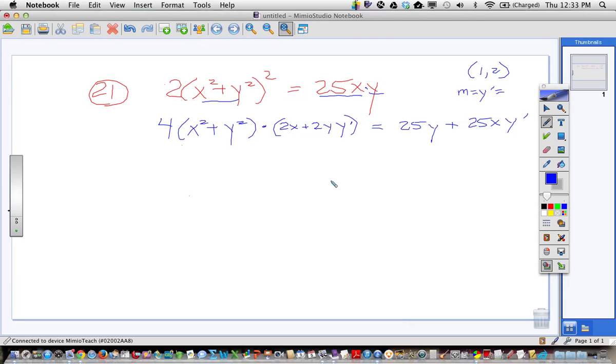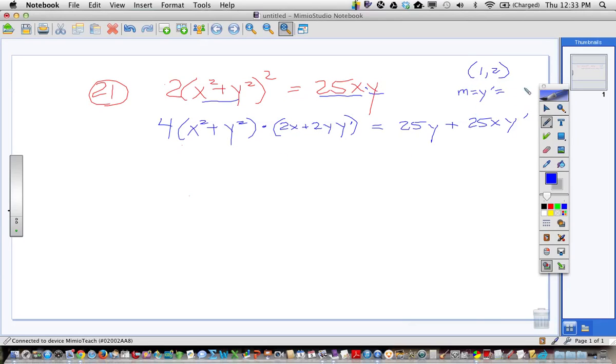So you would have to distribute the 4 through there, and then you have to FOIL this, and you'd end up with like 4 terms over here. And a couple of them would have y primes in them. And then you got a y prime over here. So you'd get the y primes on one side, the others that don't have y prime on the other. And then you'd factor out your y prime and do everything we did over there. However, on this one, you don't have to do that.